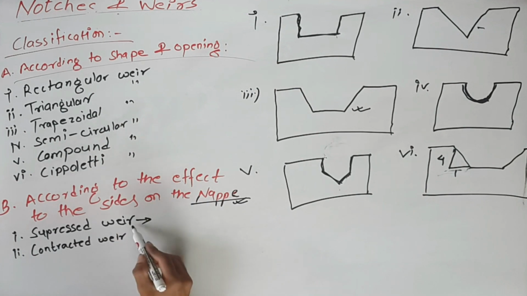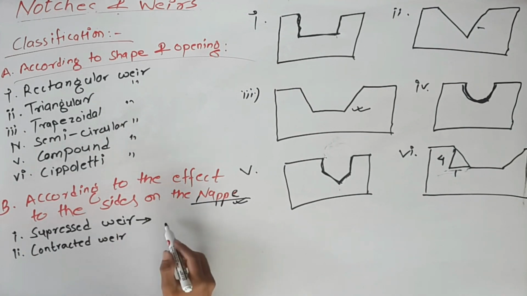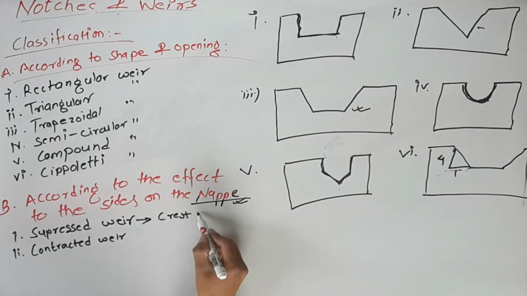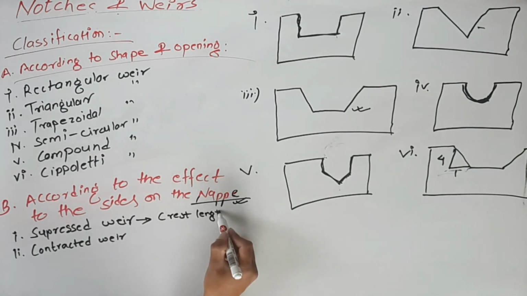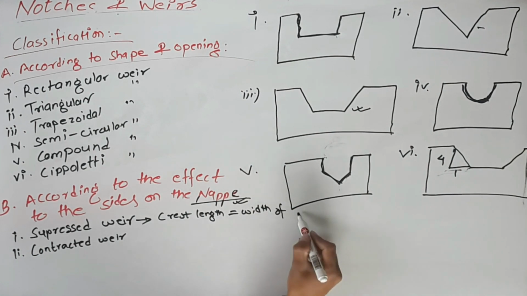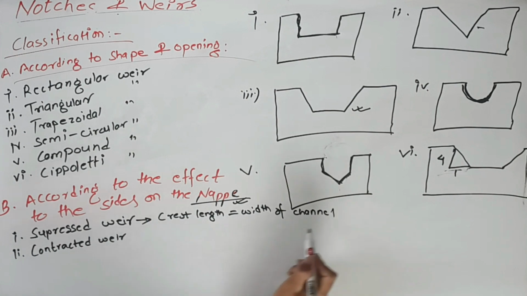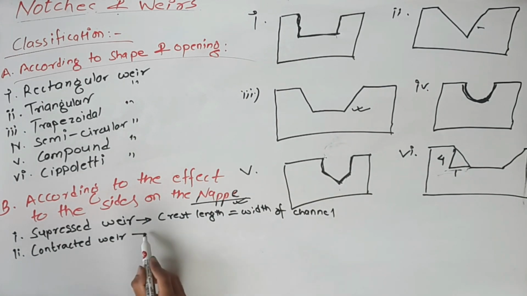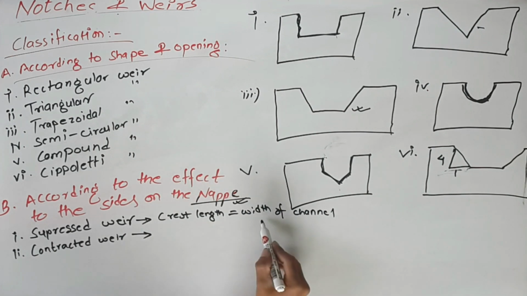Suppressed weir is such type of weir in which crest length is equal to width of the channel. And contracted weir is such type of weir in which crest length is less than width of the channel.